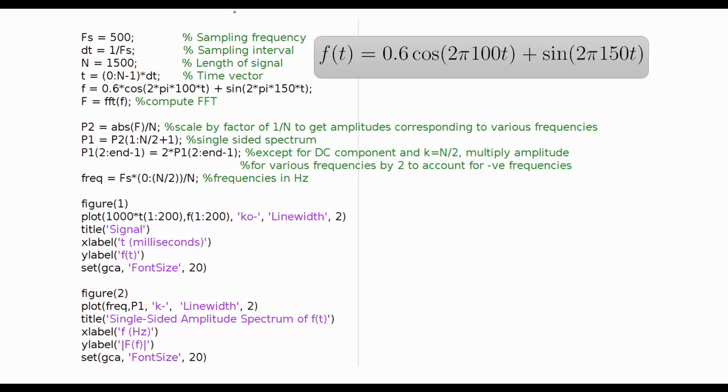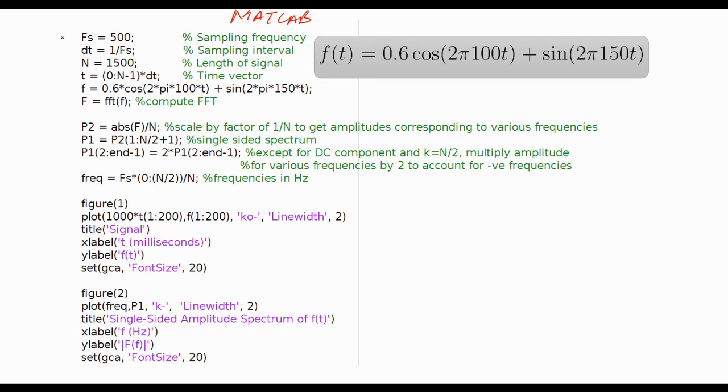So let us look at the MATLAB implementation of FFT, and we look at an example where we have a continuous function that is sampled at discrete times, and the continuous function is 0.6 times cosine 2 pi 100t. That means it has a frequency component of 100 hertz, and sine 2 pi 150t, so it has another frequency component of 150 hertz, and those are the two frequencies in the continuous signal. So let's go over this code.